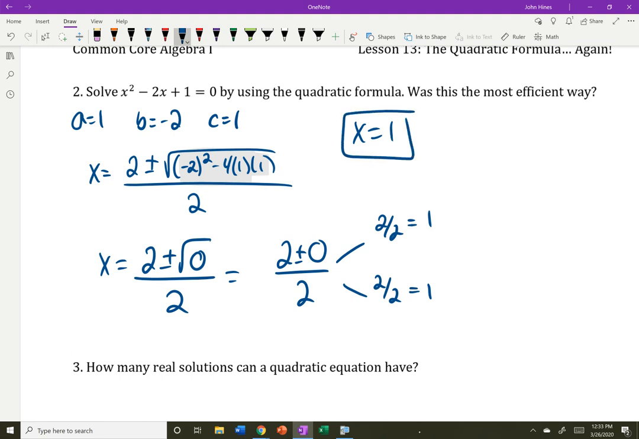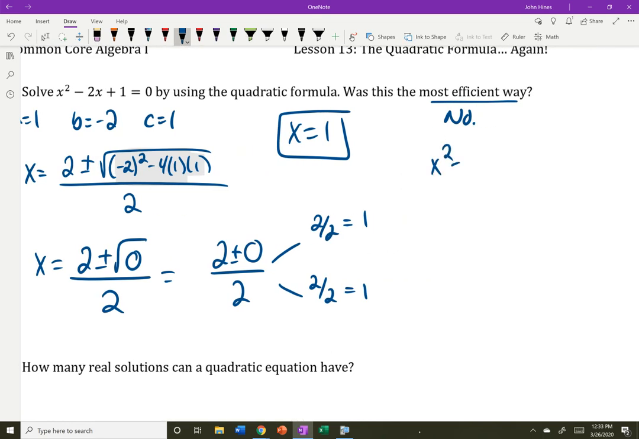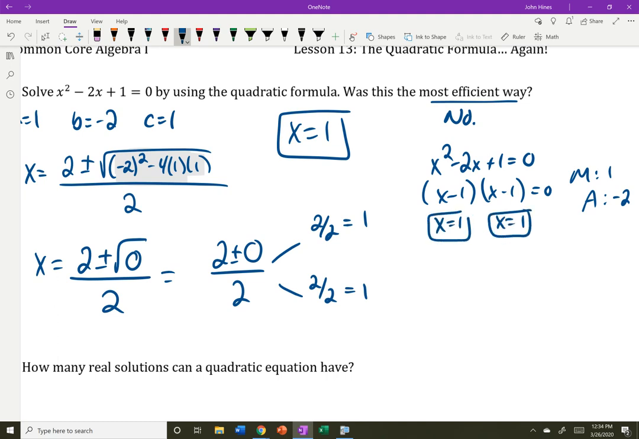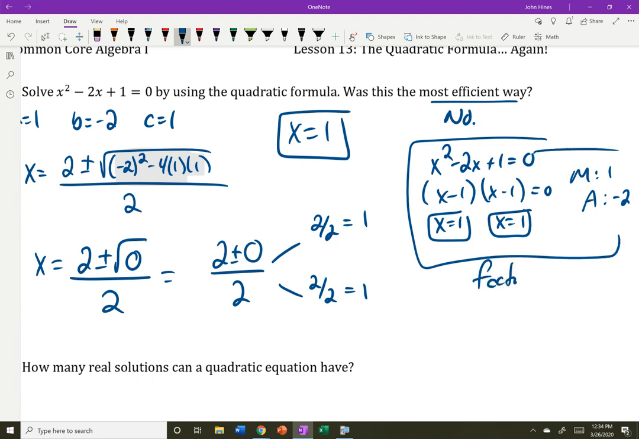So was this the most efficient way? No, we could have factored this. Watch how fast I can factor this and be done, and not have to do any of that work. What multiplies to 1 and adds to negative 2? Well, negative 1 and negative 1. They're both negative. Using the zero product property, I get x equals 1, and I'm done. Factoring was much faster. Factoring is sometimes faster. They'll get the same answer. We got x equals 1, but it's faster.